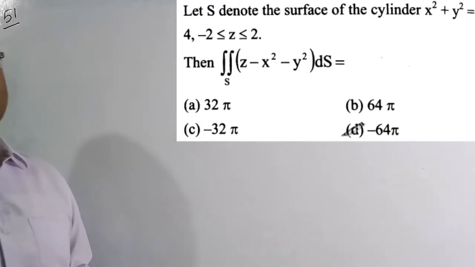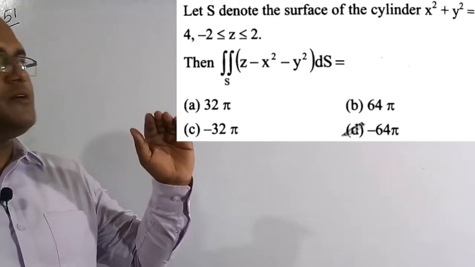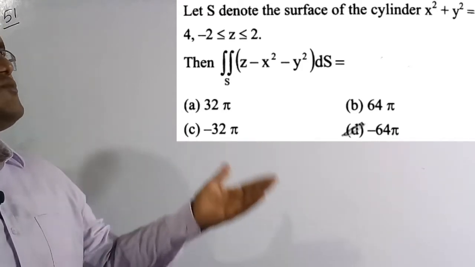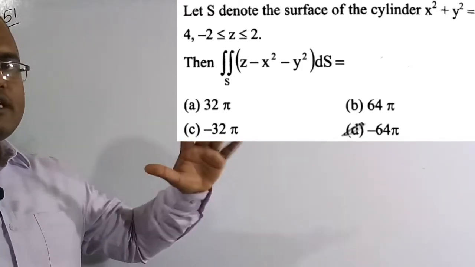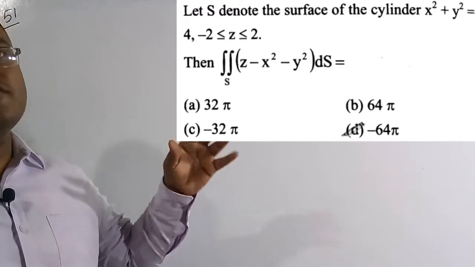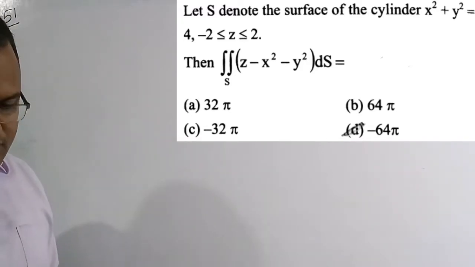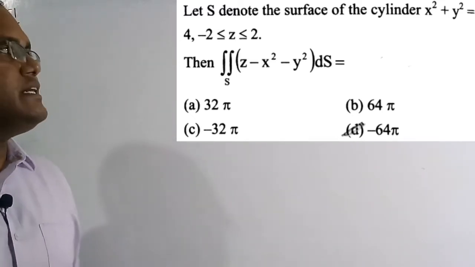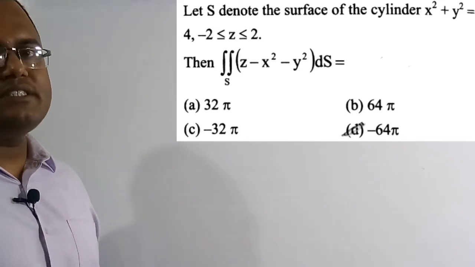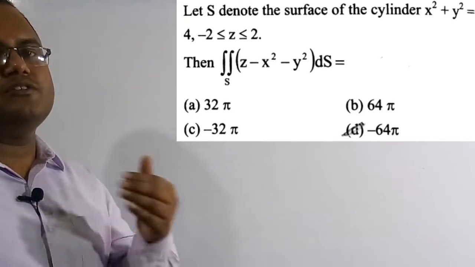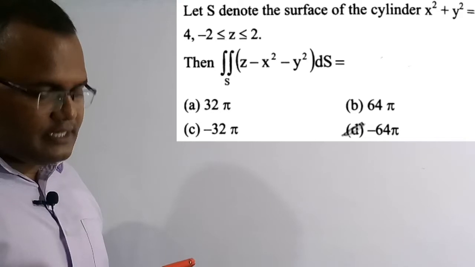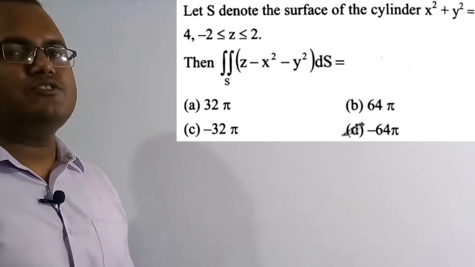So basically in this question they have given the surface of a cylinder, where x square plus y square is equal to 4 and the range of z is from -2 to 2. On the surface we have to find the surface integral of this function, which is z minus x square minus y square. It is a double integration, because a surface has 2 dimensions. Out of these 4 options, option D, minus 64 pi, is the correct solution of this question.